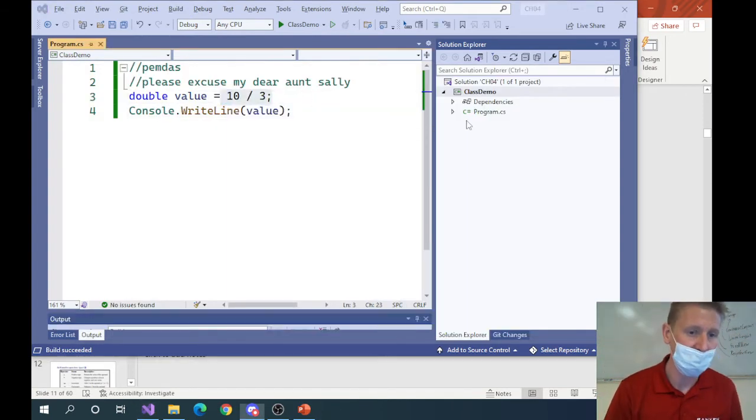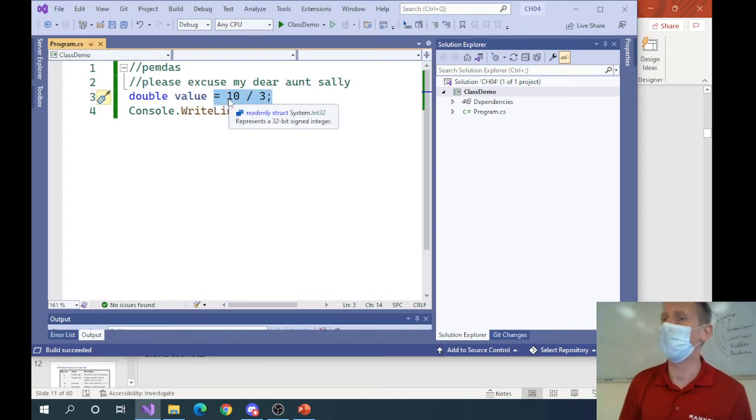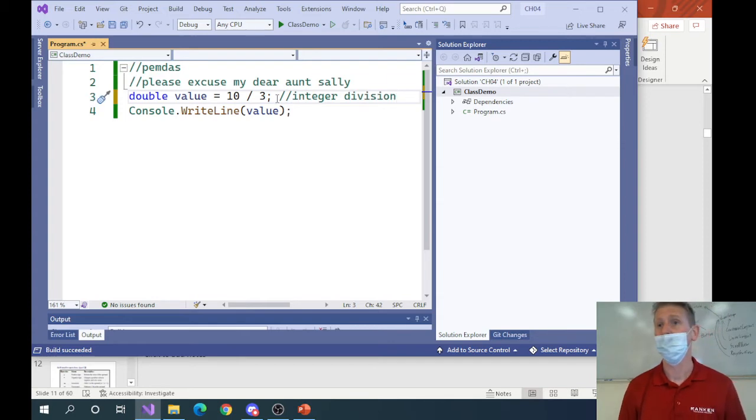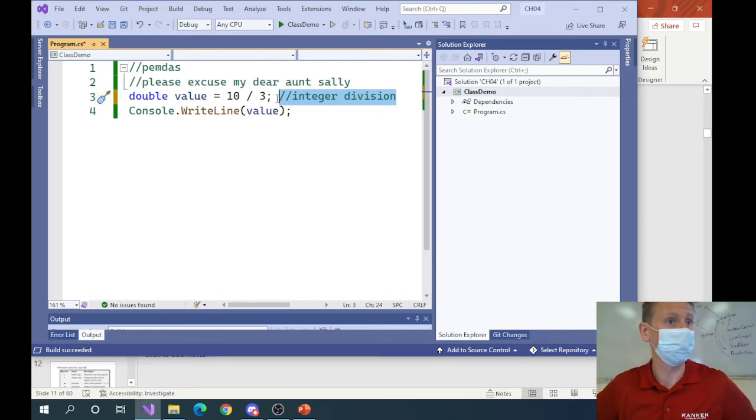What's actually happening here is you're taking a whole number divided by a whole number. The compiler results in a whole number. Int divided by int, result is int. This is actually called integer division. Integer division results in a whole number. That's just the way it works. You would expect something different in your math class, but in the C# world, you take a whole number divided by a whole number, you result in a whole number.